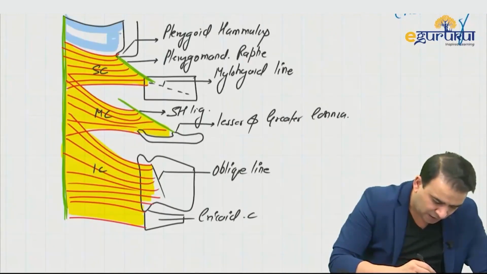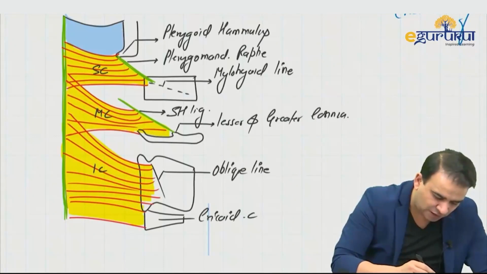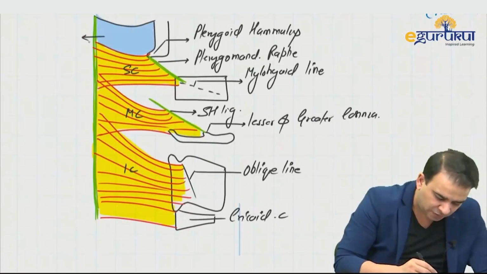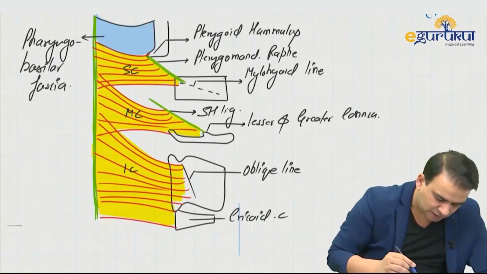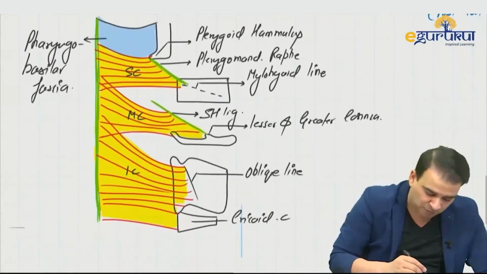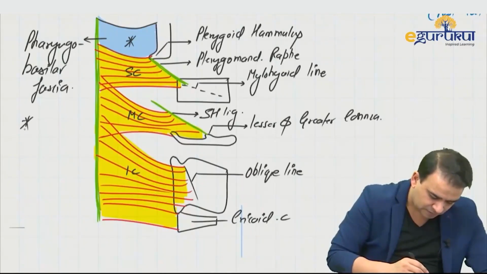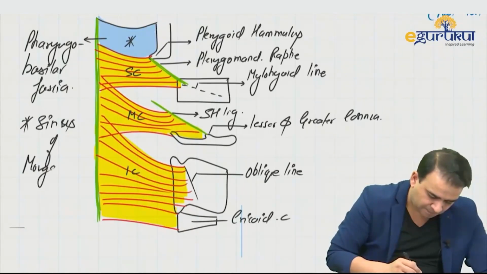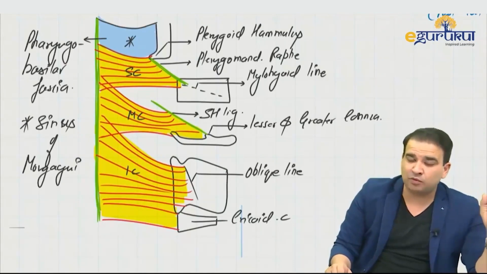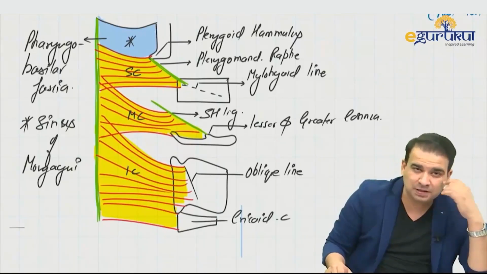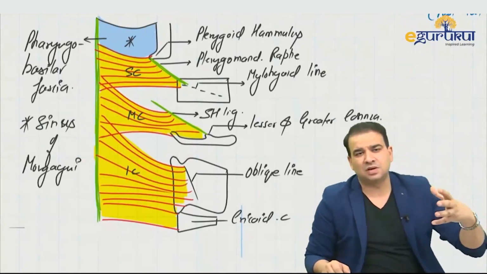Between the base of the skull and superior constrictor, there is a space here, and this space is covered with the fascia. The fascia is called the pharyngobasilar fascia, and the space covered with the pharyngobasilar fascia, guys, is called the sinus of Morgagni. Remember, foramen of Morgagni is in the diaphragm. That is foramen of Morgagni. This is sinus of Morgagni. It is a space between the base of the skull and superior constrictor through which certain structures are going in.